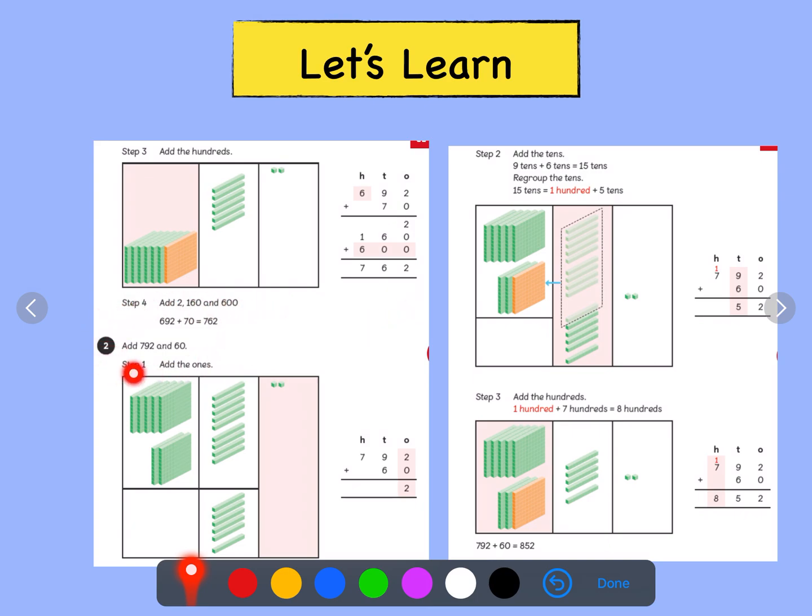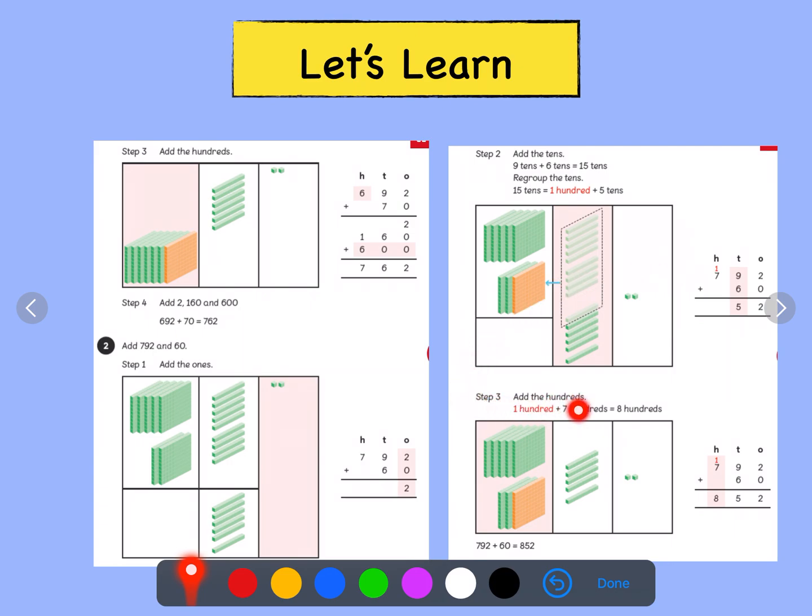Let's look at number 2. 792 add 60. Step 1, add the ones. Okay, so 2 plus nothing is 2. Step 2, add the tens. 9 plus 6 is 15. That's right, guys, we need to regroup. 15 tens is 105 tens. We take our 10 tens and we regroup to the hundreds. So it becomes 9 plus 6 is 15. We put our 5 down in the tens and we regroup the 1 in the hundreds.